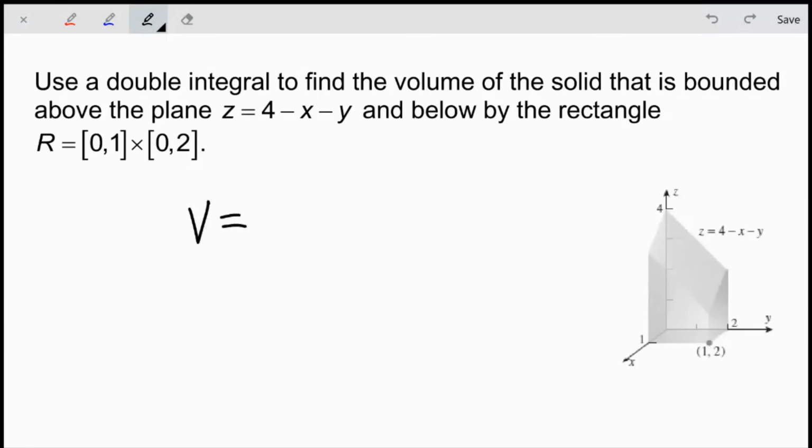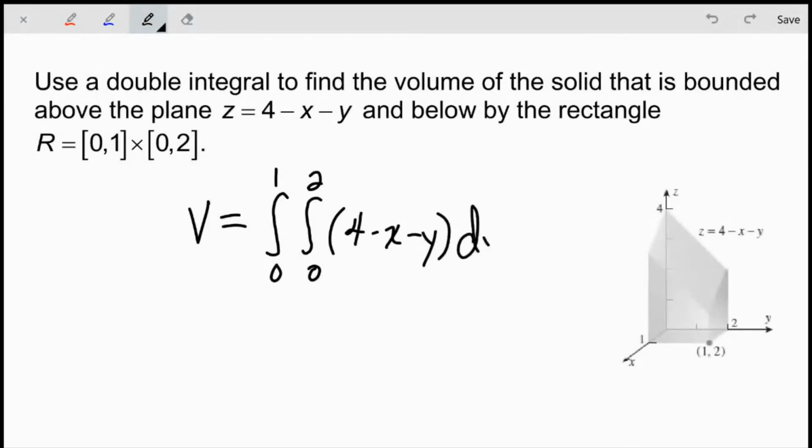But if I want to do my volume here, I'm just going to put the x on the outside, but I could just as easily put the x on the inside. But in the end here, the function is 4 minus x minus y. And I chose to do the dy integral first and then the dx. So that would be my setup.